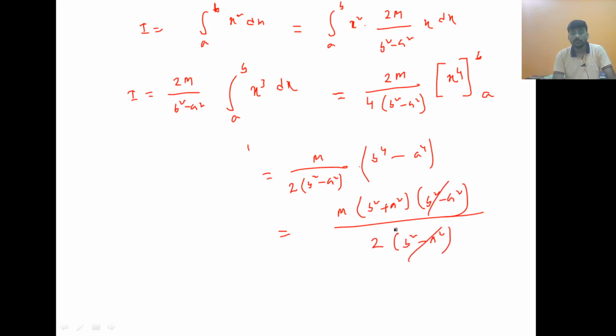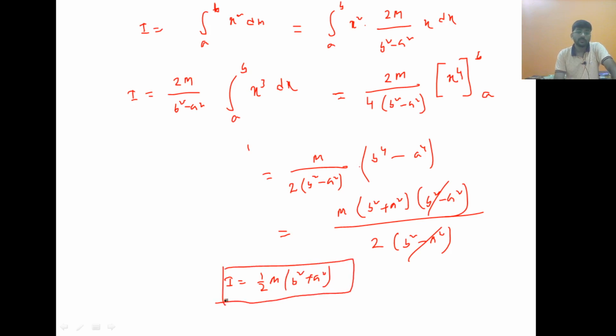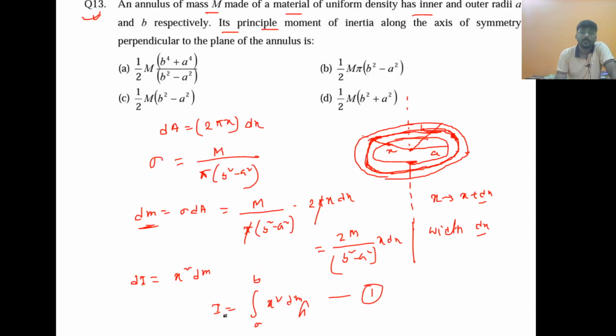So it will cancel out. So the moment of inertia will be half m into b square plus a square. So this will be the result. So option D is correct. Option D is correct. Okay.